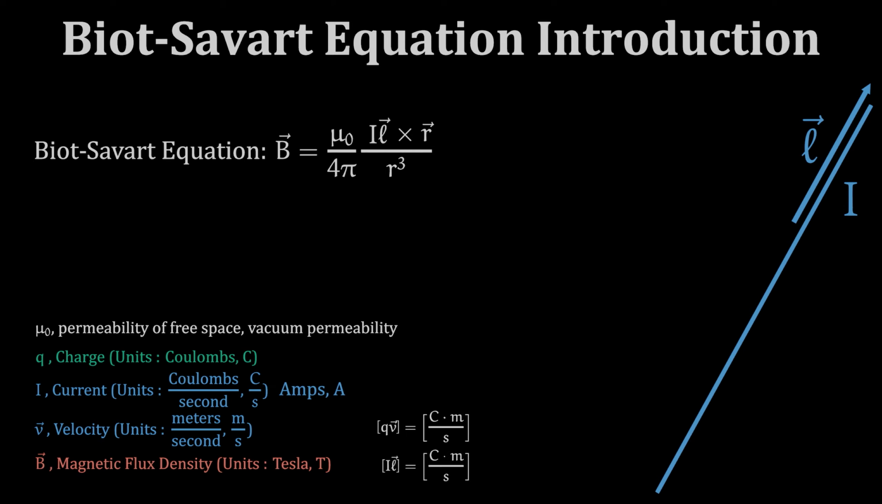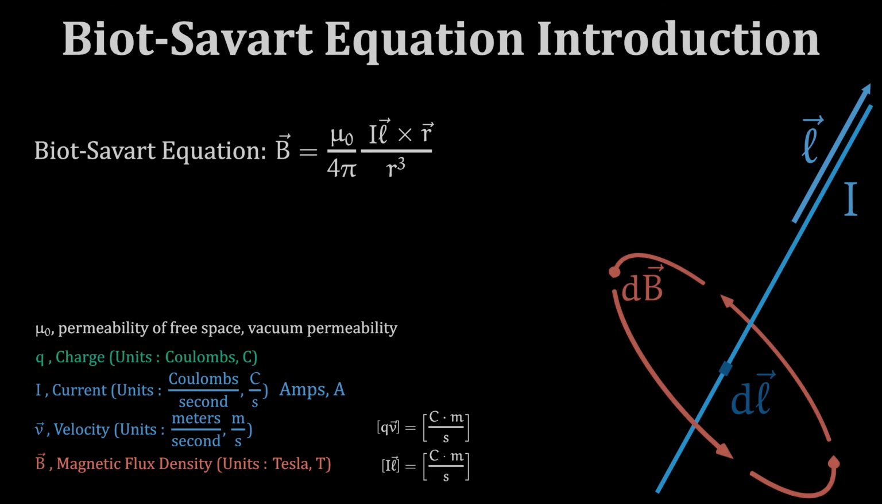To be more general, we usually look at tiny pieces of the wire, an infinitesimal length dl, which has a current I passing through it, thus generating a tiny infinitesimal B field dB. This tiny infinitesimal field equation looks like this.